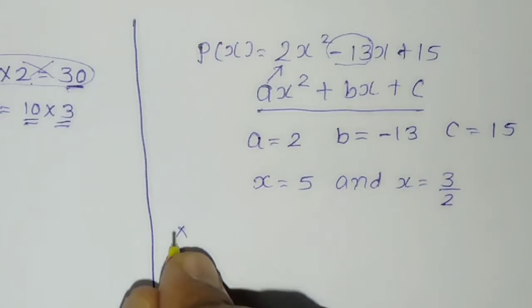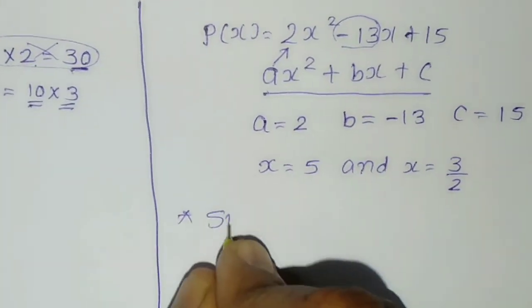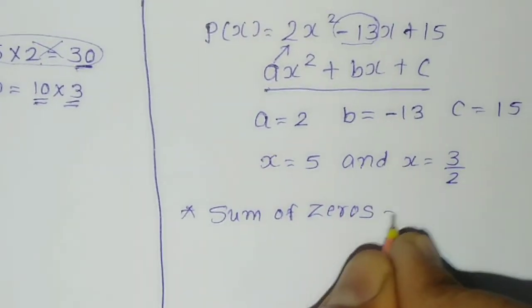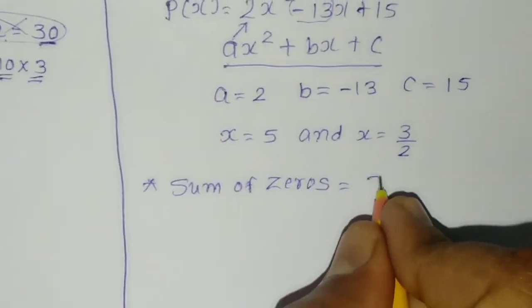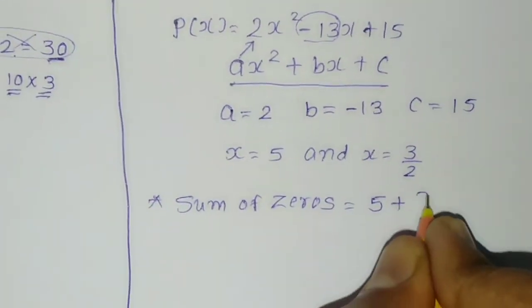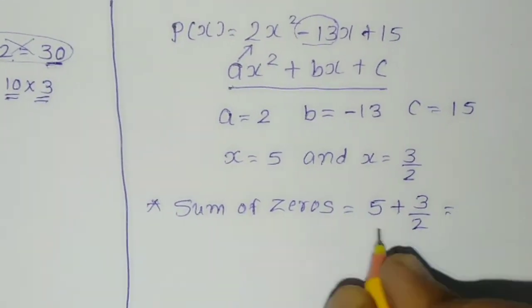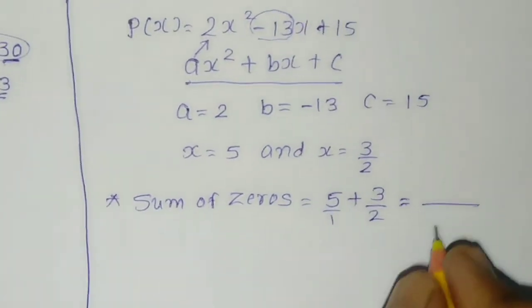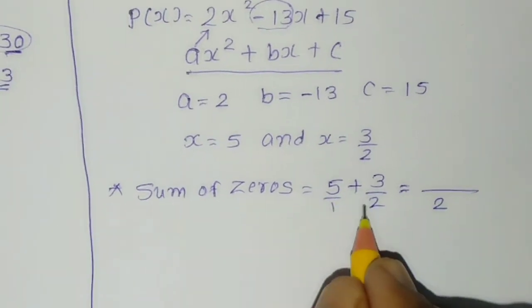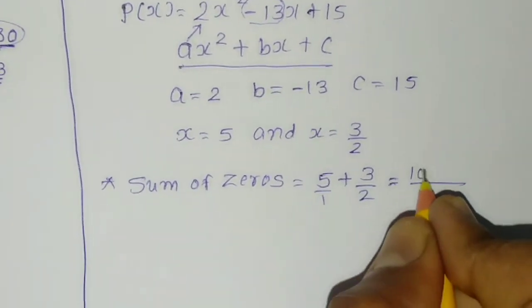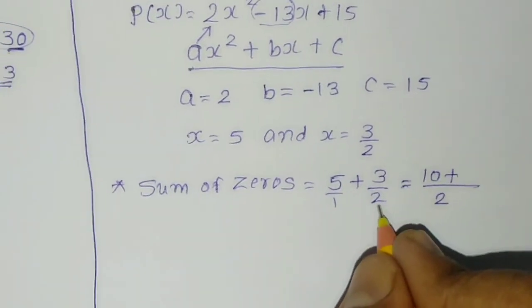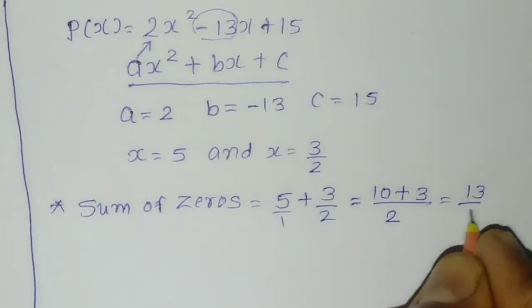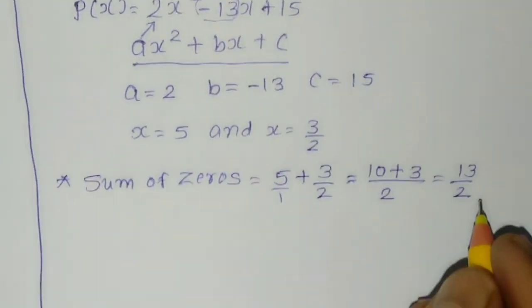So first of all, we'll find out the sum of zeros. The first zero is 5 plus another zero is 3 by 2. Here it is 5, so it is 5 by 1. We should take the LCM. What would be the LCM? 2 and 1, so the LCM would be 2. So this 5 would be multiplied by 2: 5 twos are 10, plus, here the denominator is already 2, so it would be 3. So 10 plus 3 is equal to 13 by 2. The same thing will keep it.